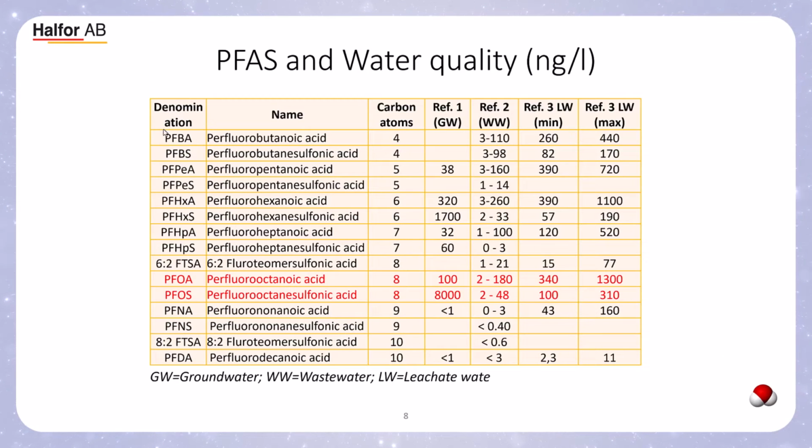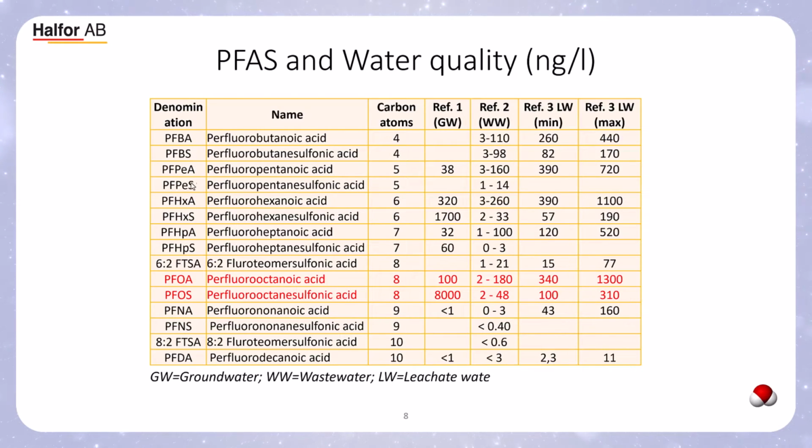Here you can see different types of PFAS substances and their name, and also the number of carbon atoms in the different PFASs. In these 4 columns, you will find analysis from a groundwater, some wastewaters, and here a minimum value and a maximum value measured at the leachate water treatment plant in one of the articles I've used to get these data. And the references, the articles, you will of course find at the end of this video.